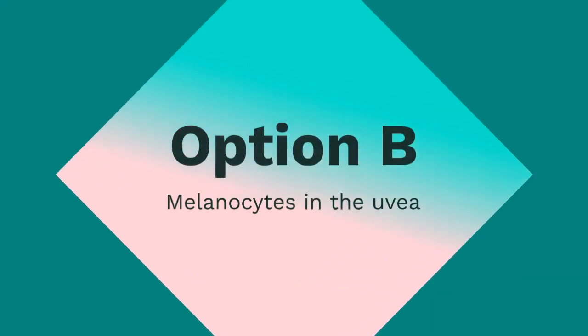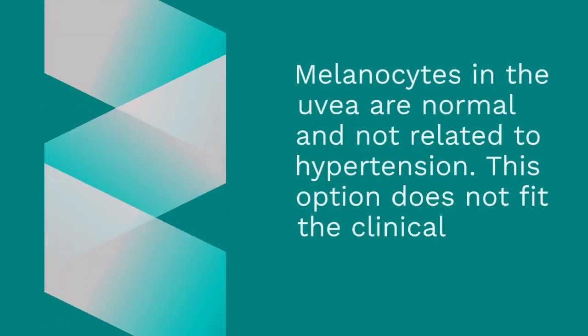Option B, melanocytes in the uvea. Melanocytes in the uvea are normal and not related to hypertension. This option does not fit the clinical picture.